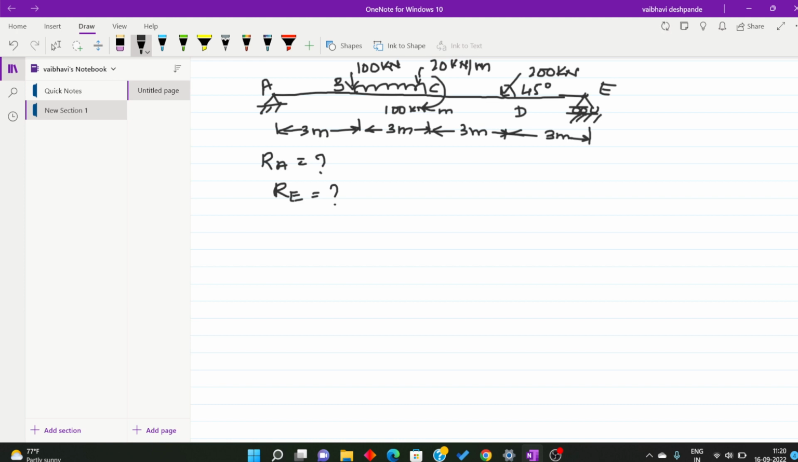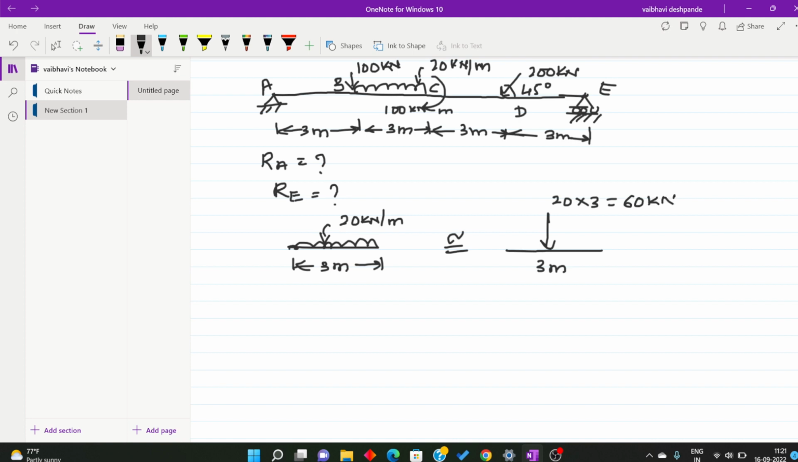First, let us convert this UDL into a point load. The UDL is given as 20 kilonewton per meter and it is spread over 3 meters. Let me convert that into a point load. So 20 into 3 is 60 kilonewton, and it acts at the center of this total of 3 meters. Here it is 1.5, 1.5, exactly at the center that point load will act.